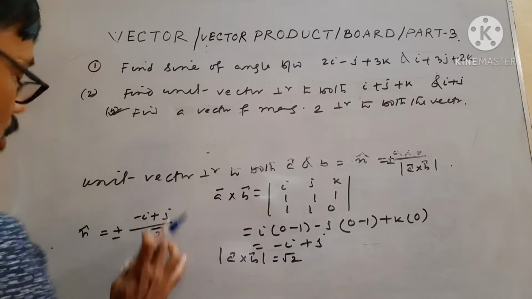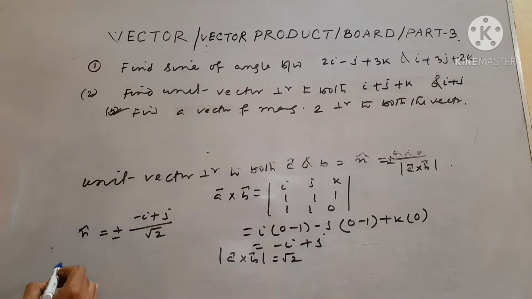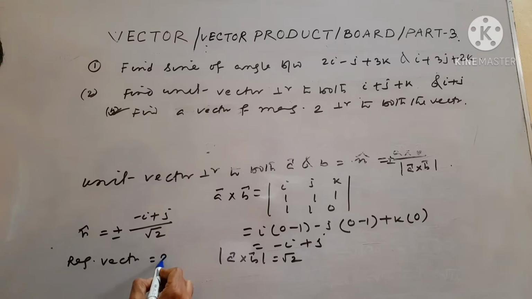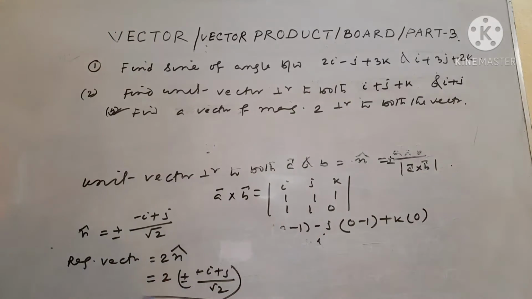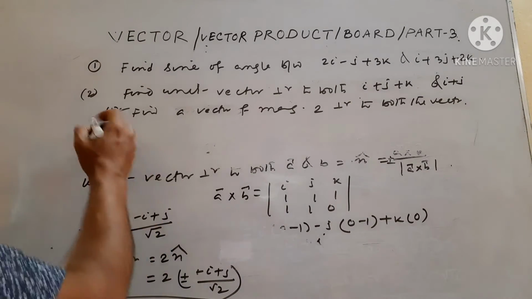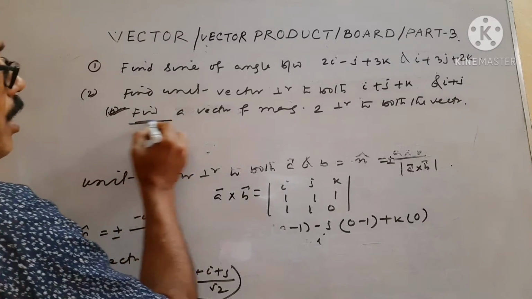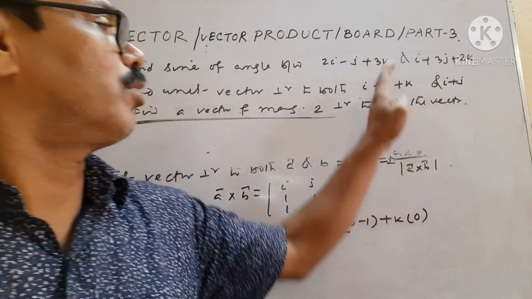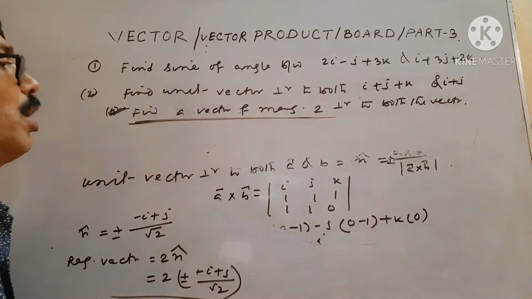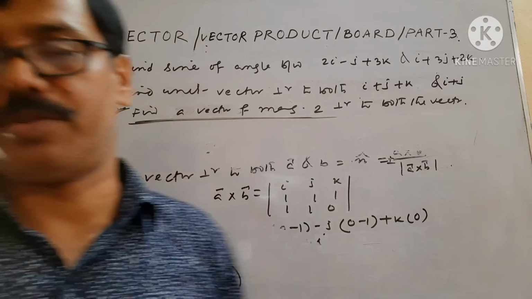So this is the unit vector. So what is the required vector? The required vector, whose magnitude is 2, is 2 into n cap. So 2 into plus minus minus I plus J by root 2. So this is the required vector. This one is also a most important problem, find a vector of magnitude 2. So you find the unit vector perpendicular to both A and B, then multiply it by its magnitude.